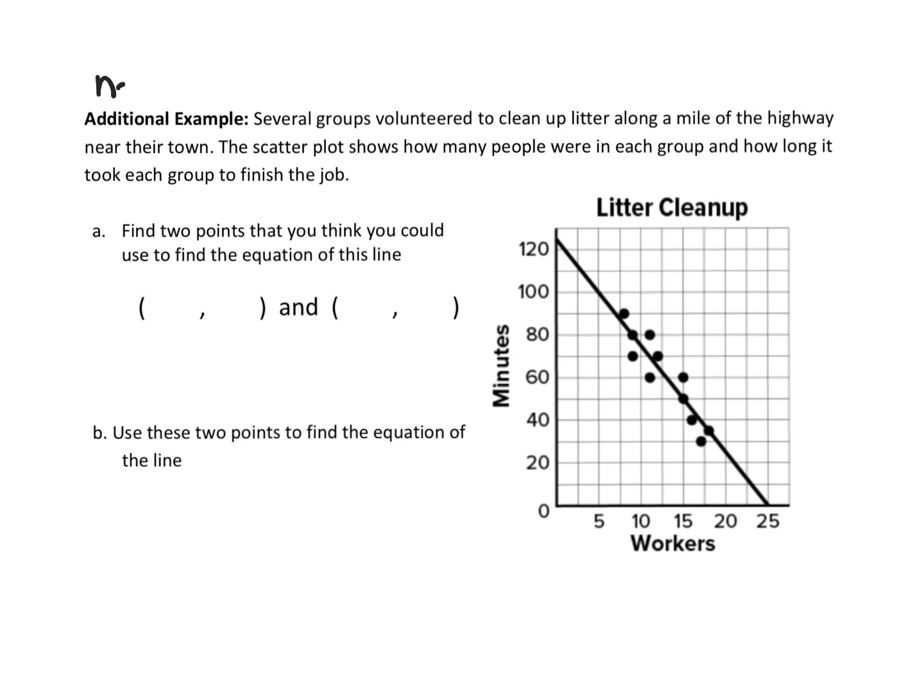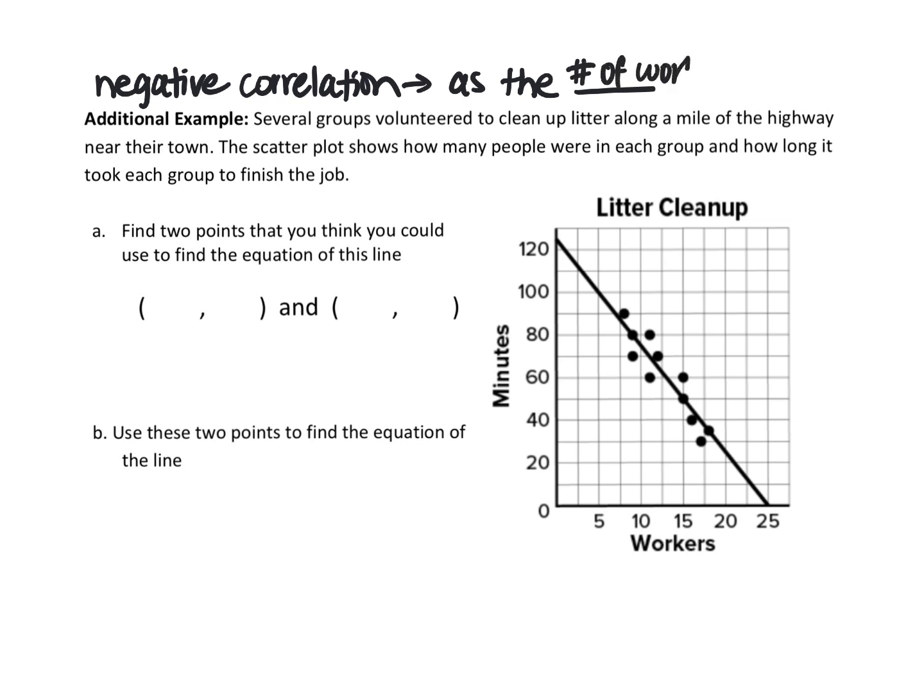All right, so this is a negative correlation, and here's why. You always start like this. Whatever the x value is, which is the workers, as the number of workers goes up, what happens to the y values? Well, they're going down. The time is going down. So the time it takes to pick up litter goes down. That's called a negative correlation. So that's the first thing you should be able to do.